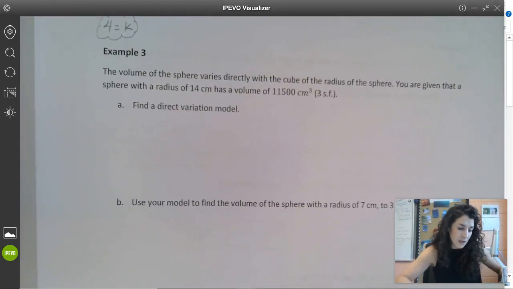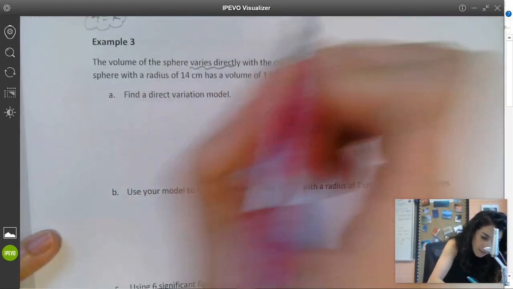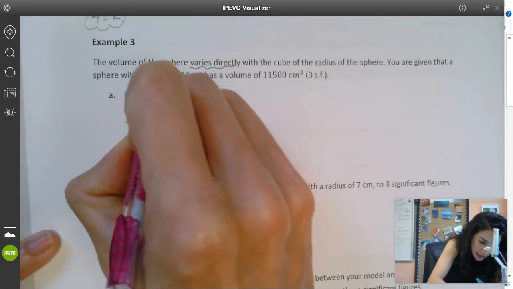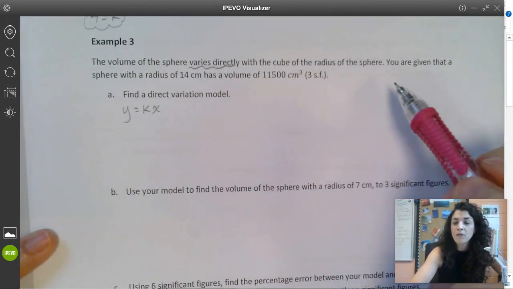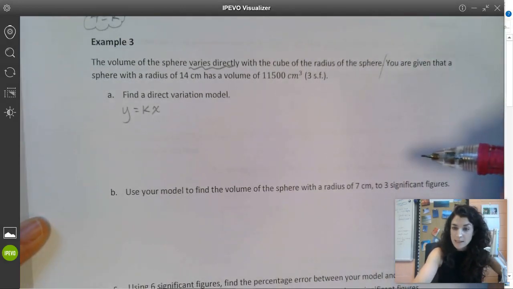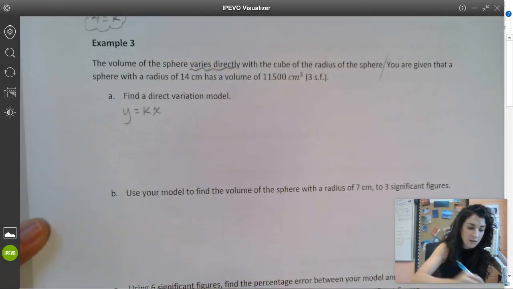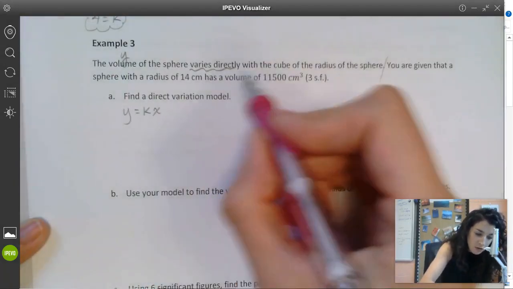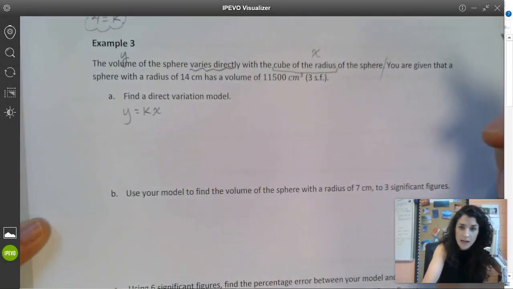Example 3. The volume of the sphere varies directly. Varies directly means I'm doing y equals kx. Important. Make sure you write that down. With the cube of the radius of the sphere. I'm going to take our previous strategy and do it right now. I'm going to take it sentence by sentence. The volume, y, varies directly with x. So the volume, y, varies directly with the cube of the radius of the sphere, x.